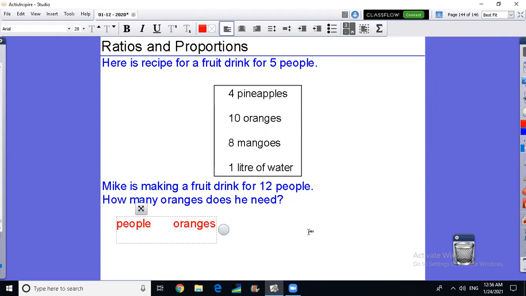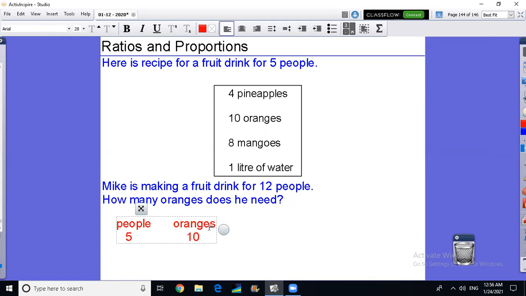Okay, so here you just find that people is just 5. This is the factor that is in the question. Here is a recipe for a fruit drink for 5 people. How many oranges are there for 5 people? If you need to make that fruit drink for 5 people, well, for 5 people, you need 10 oranges. This is what the question says.